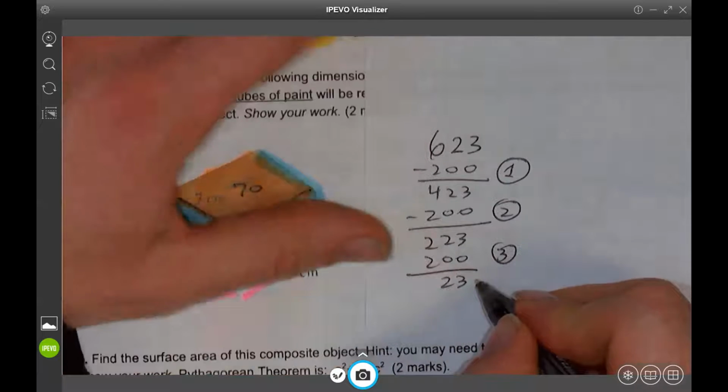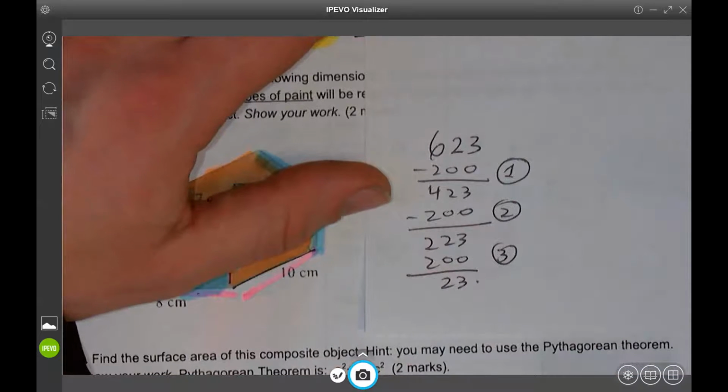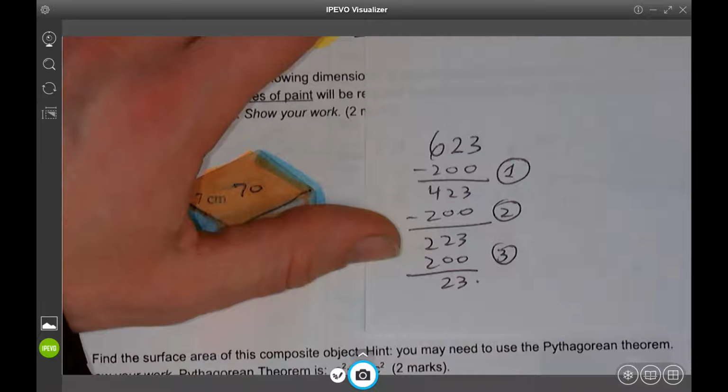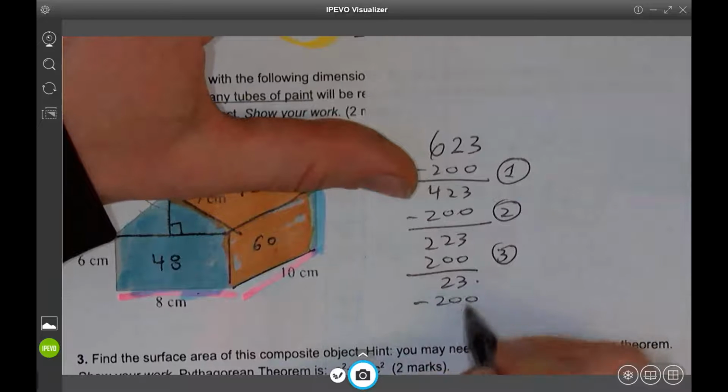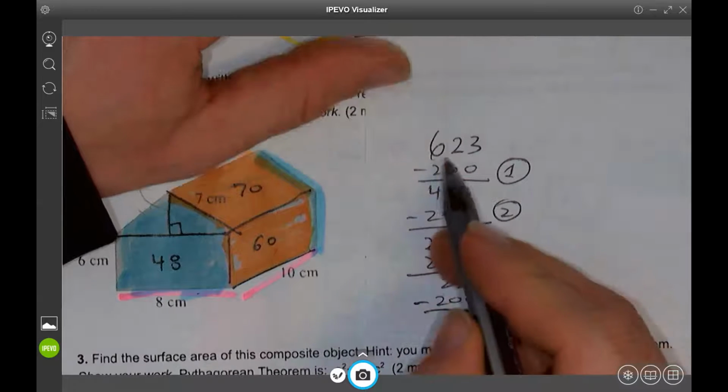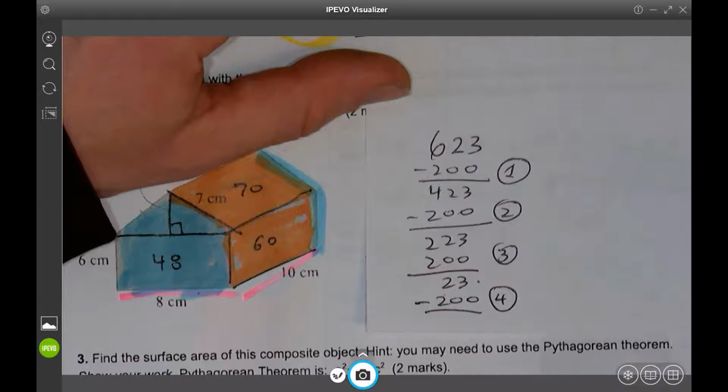So what about this last 23? Does that need an additional tube? Yeah, it does. You can't just leave some of the house unpainted. So you're going to need to use another tube there. So even though it's 623, you're still going to need 4 tubes.